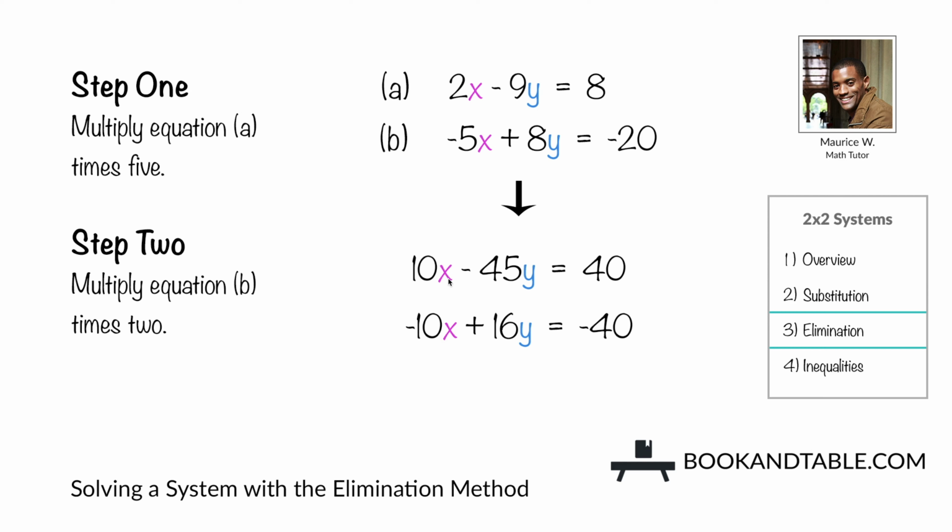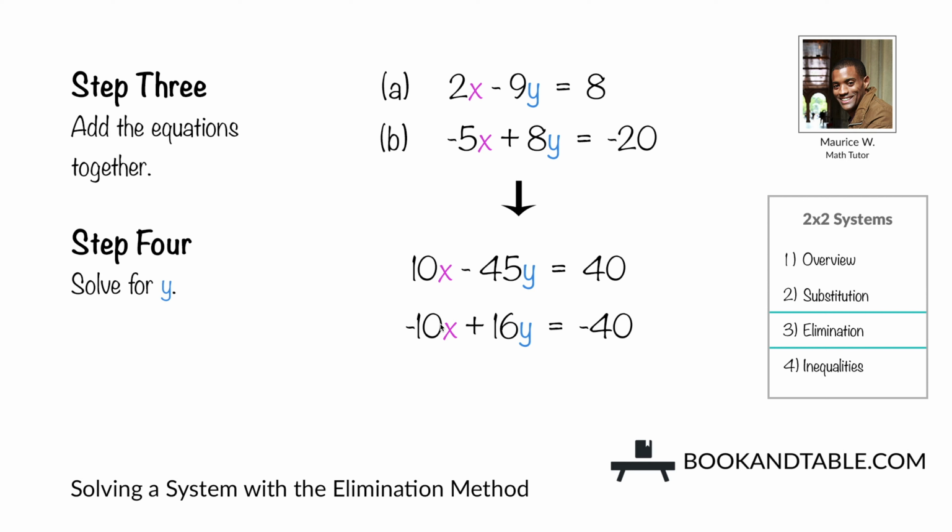So now the coefficients of our x terms are equal with opposite signs. So we can eliminate x by adding the two equations together. So that's step 3. When we do so, we get negative 45y plus 16y, which is negative 29y. And 40 plus negative 40 would be equal to 0. So now that we've eliminated x, step 4, we can solve for y.